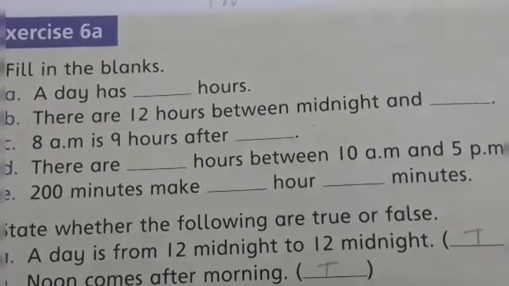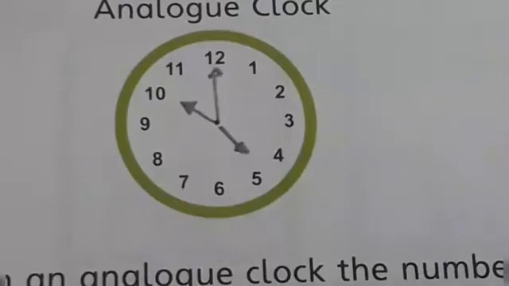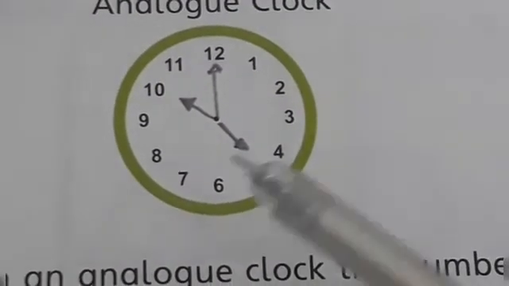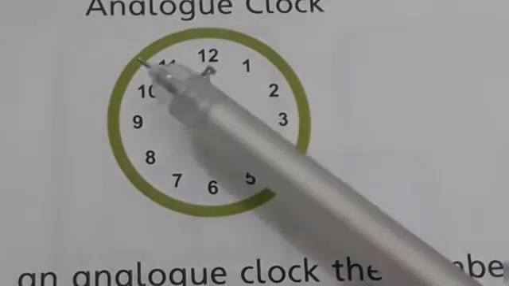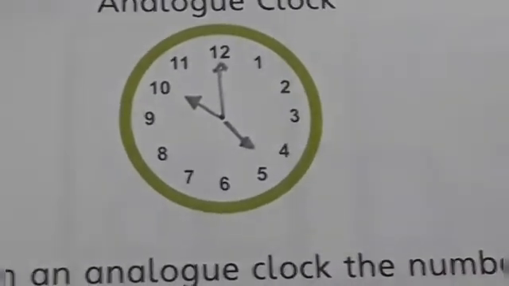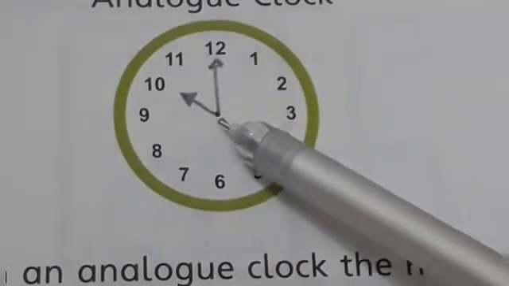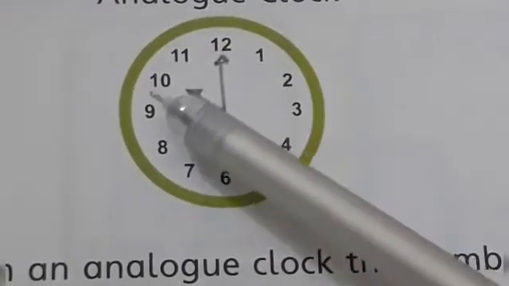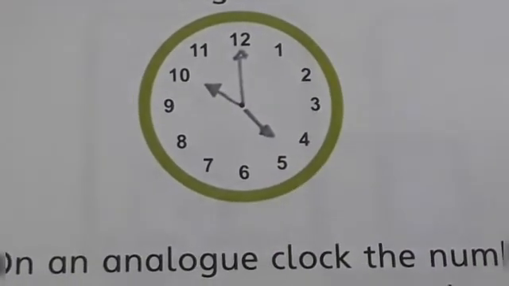The next is, there are dash hours between 10 a.m. and 5 p.m. Let's see. Students, this is 10 a.m. and this is 5 p.m. So 1, 2, 3, 4, 5, 6 and 7 hours.